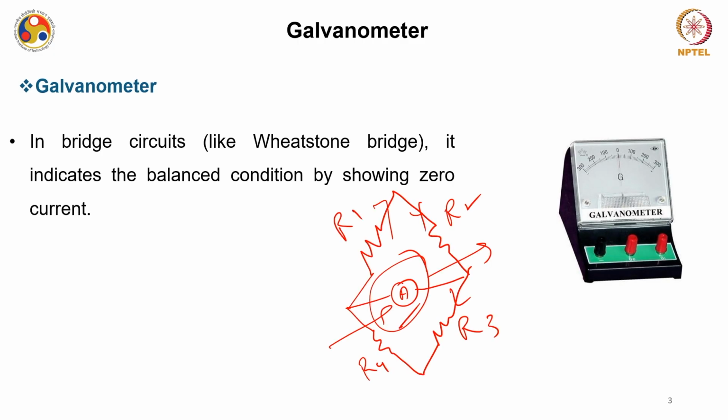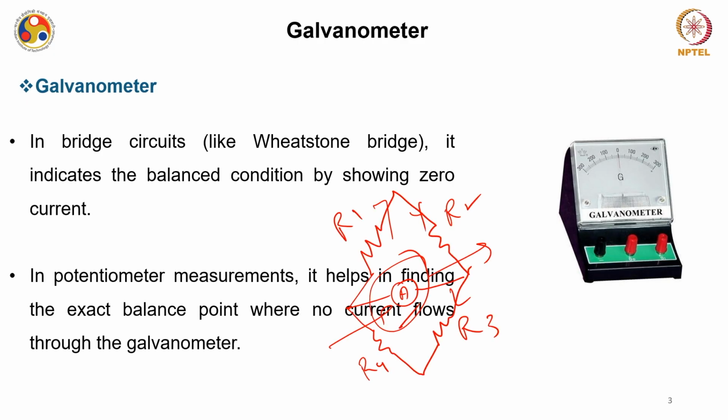For example, in the case of bridges, such as the Wheatstone bridge, this is very significant. Instead of finding the current flowing in resistor R1, R2, R3 or R4, we are more interested in finding the balance condition, where this meter shows a null deflection. So, we say that in the balance condition there is null deflection.